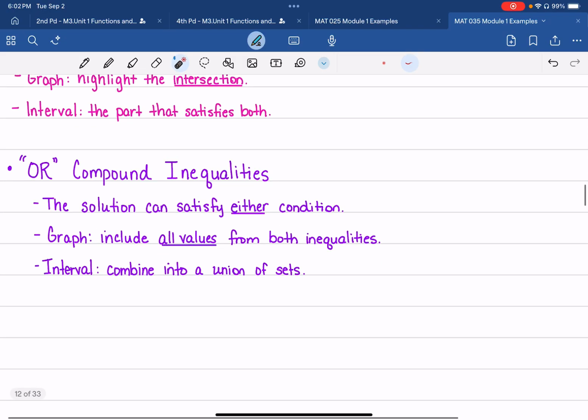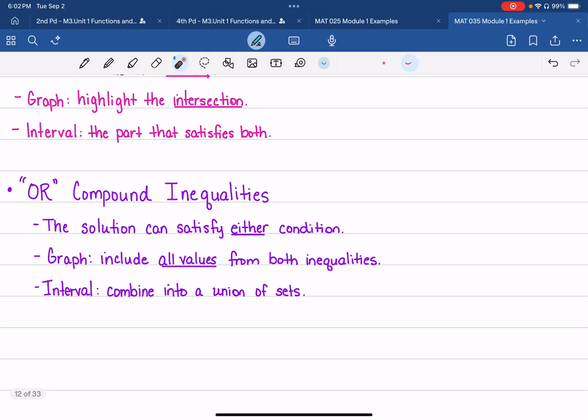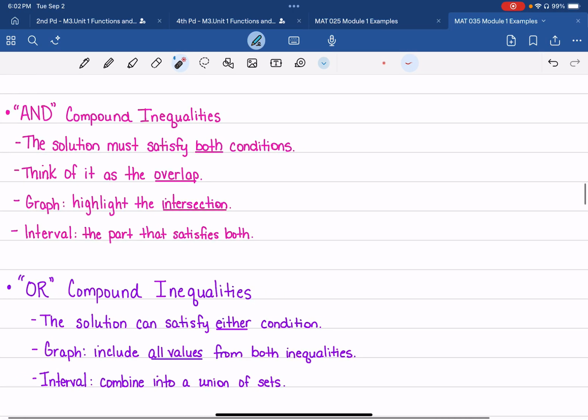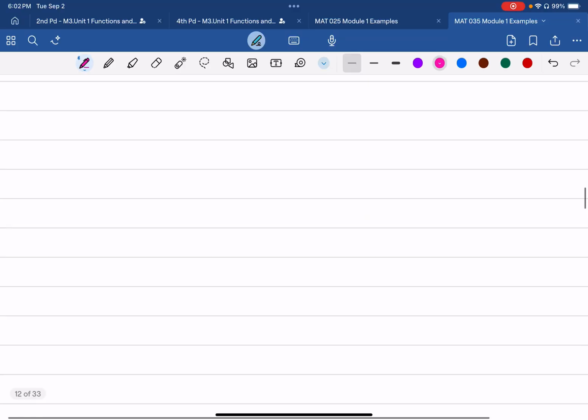The difference in the or is that it can satisfy either condition. So one or the other, or it could be both. For the graph, you're going to include all of your values from both inequalities. And for your interval, you're going to combine it into a union of sets. So again, pause the video and make sure you write those down. So let's look at some examples.